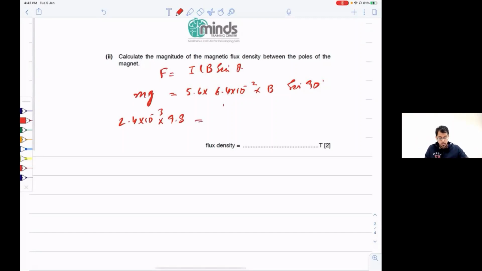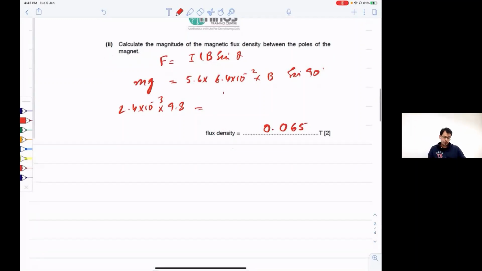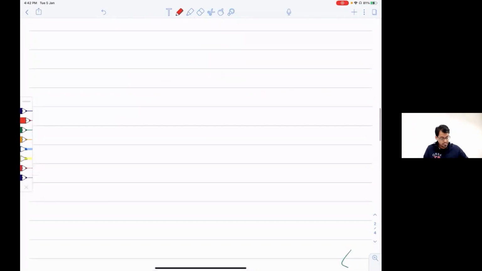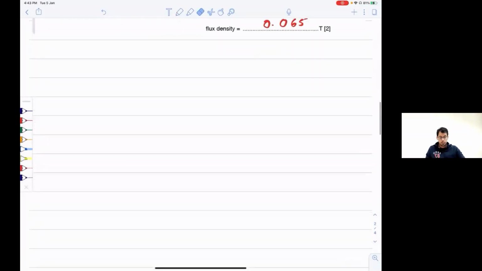Now, if I simplify this whole thing, what is the value of B that we are getting? 0.065. 0.065 Tesla. So how many of you are actually getting this? Okay, all of you are getting it. Now, just keep on looking at this screen. I need to explain you one small concept. Then we will be solving the next question.